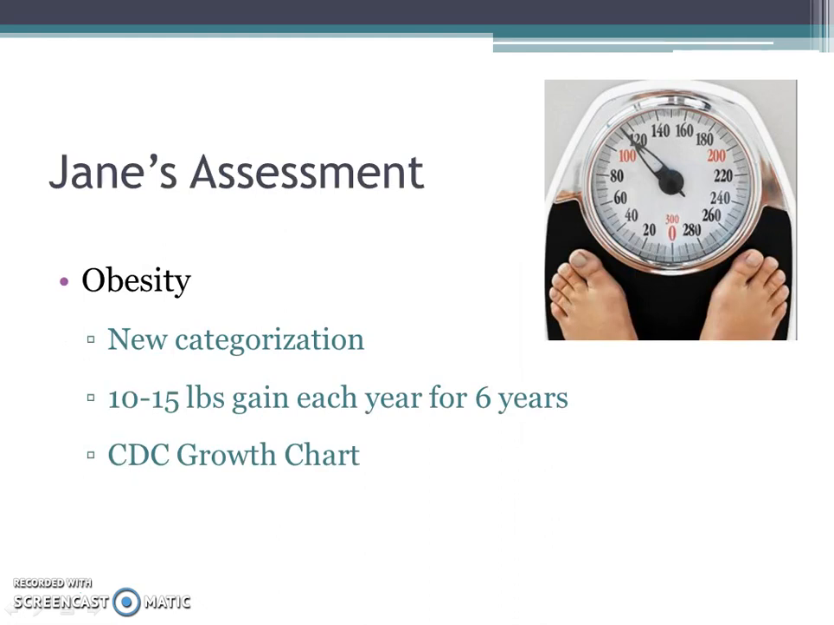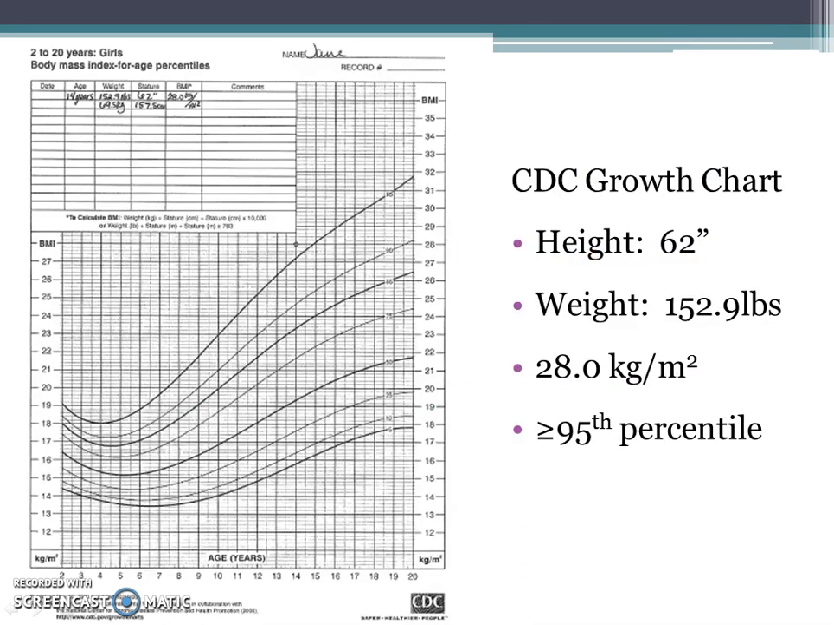To focus more specifically on our case study, it should be mentioned that Jane was previously categorized as overweight. However, she has experienced an increase of 10 to 15 pounds each year for the past 6 years. This has advanced her to above the 95th percentile, per the CDC growth charts. These charts help to measure the growth of her child in comparison to other children of the same age.